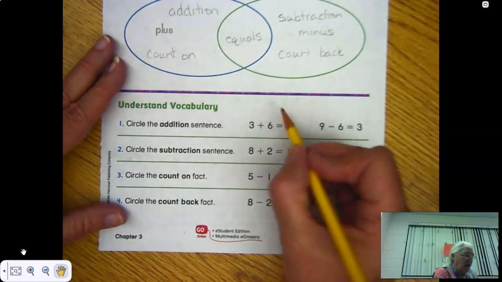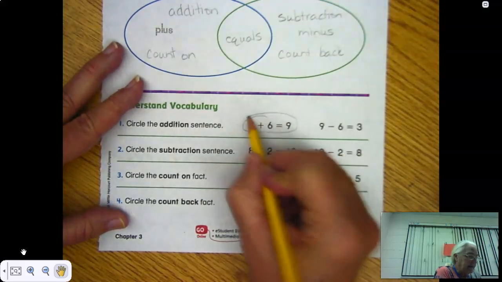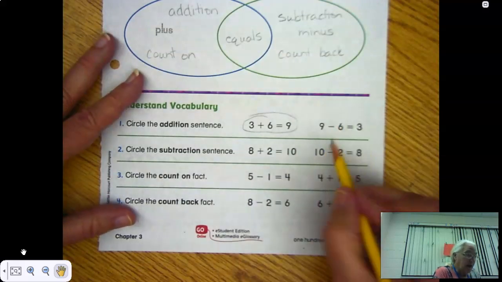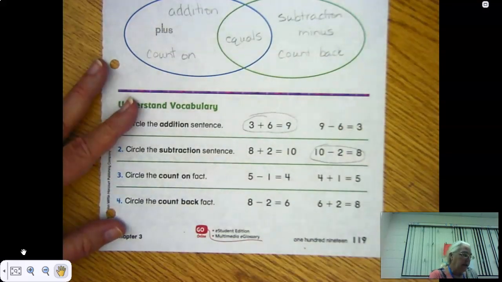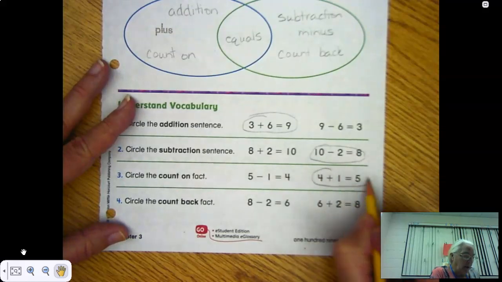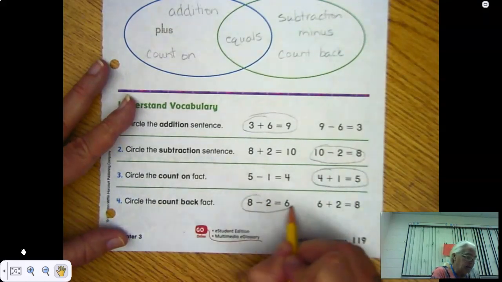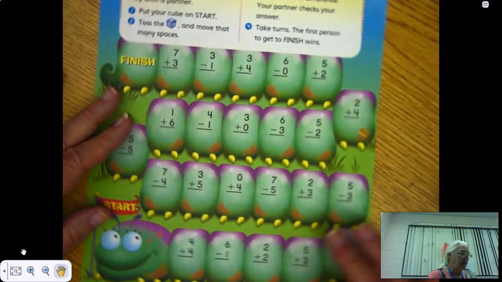This shouldn't be so hard. I'm just looking for the addition sign. Circle the subtraction sentence. Now I'm looking for the subtraction sign. Circle the count on. So if I'm counting on, I'm going to more numbers, bigger numbers, so I'm adding. Count back means I'm subtracting. There we go. And last page.